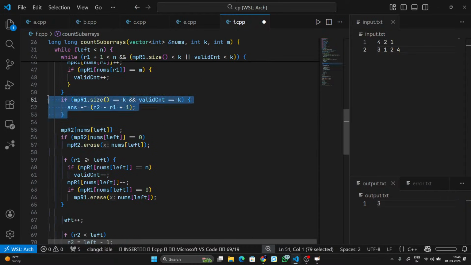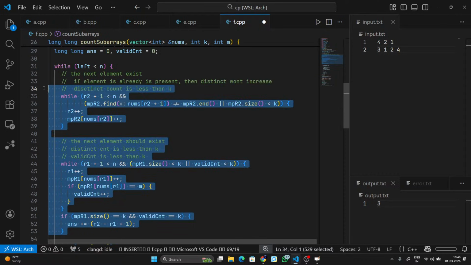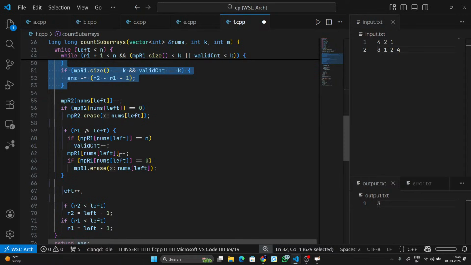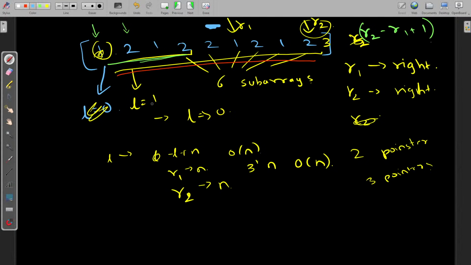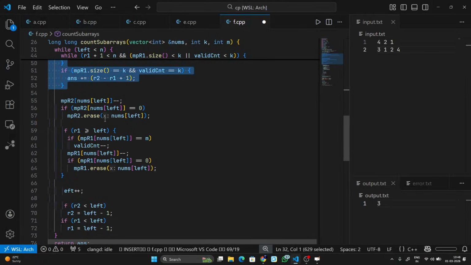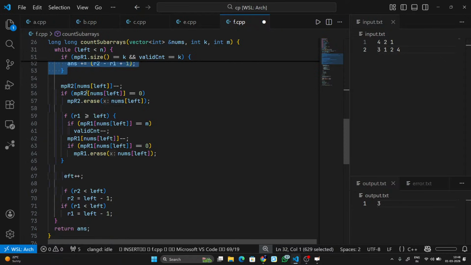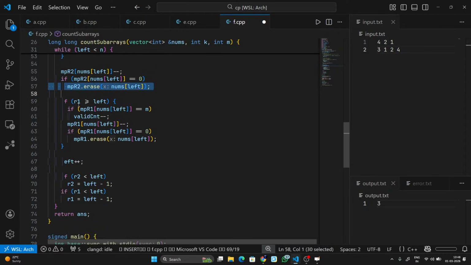Then after my whole setup is done, after I have added them into the answer in this particular part of the code, I will move on to the next part, which would be incrementing my left pointer. While incrementing my left pointer, I will have to take into account some things. First, I would have to remove from map of R1, I have to remove from map of R2, and I will also have to handle the valid count by decrementing it. So first, I would remove that element from map of R2, and if the frequency of the element reaches 0, then I will also erase it from the map.